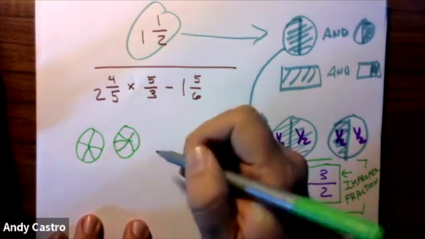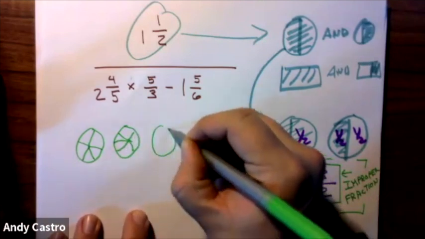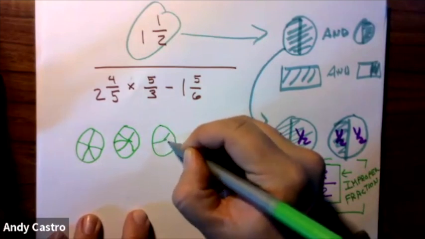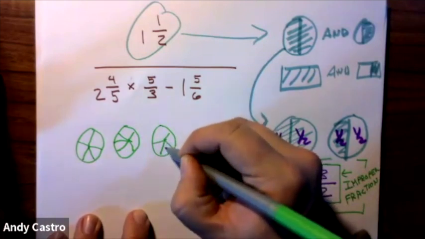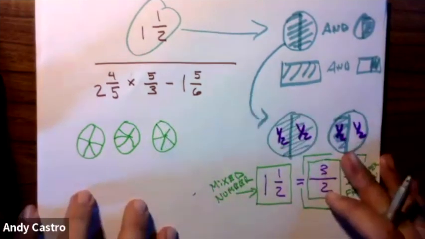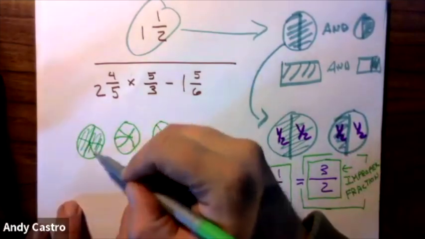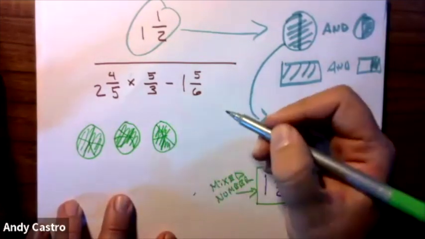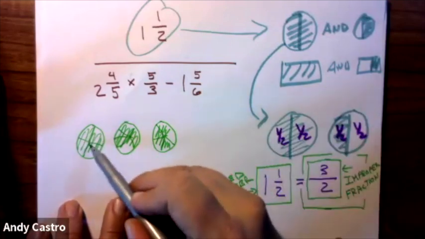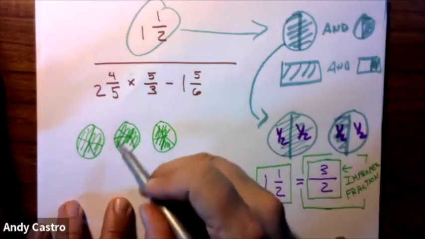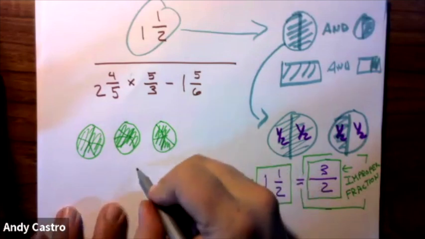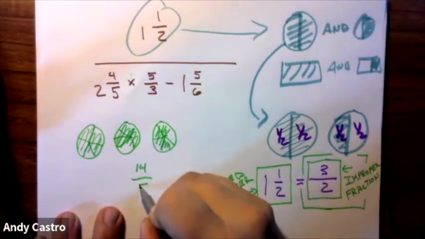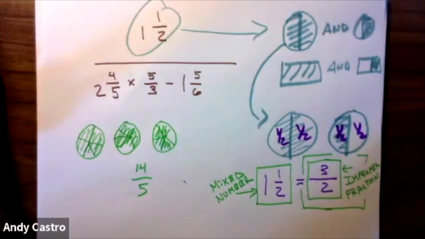1, 2, 3, 4, 5. Wow, my drawing is terrible, but I think you guys kind of get the idea. 1, 2, 3, 4, 5. There we go. All right, so two units, and then 4/5 of a unit. So that's 5/5 here, 5/5 here. So that's 10/5 plus 4. Okay, so that's 14/5. That's a lot of work.